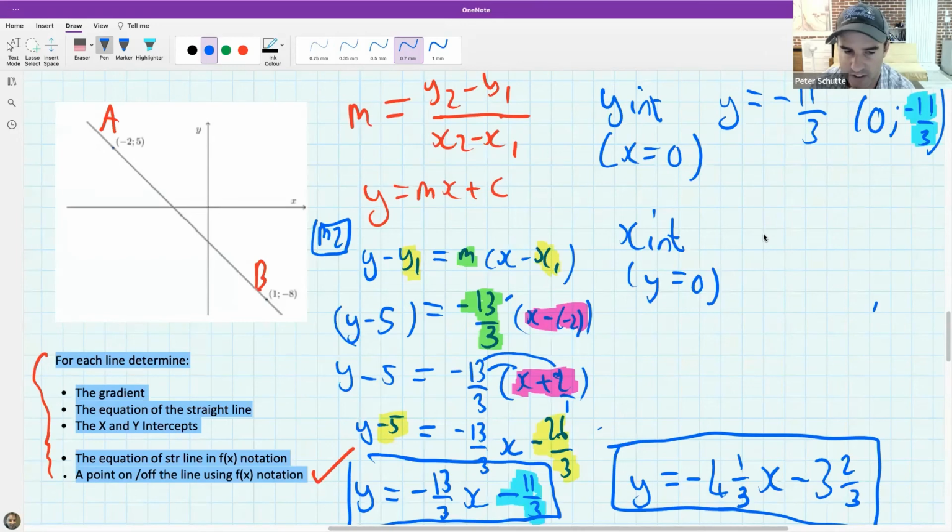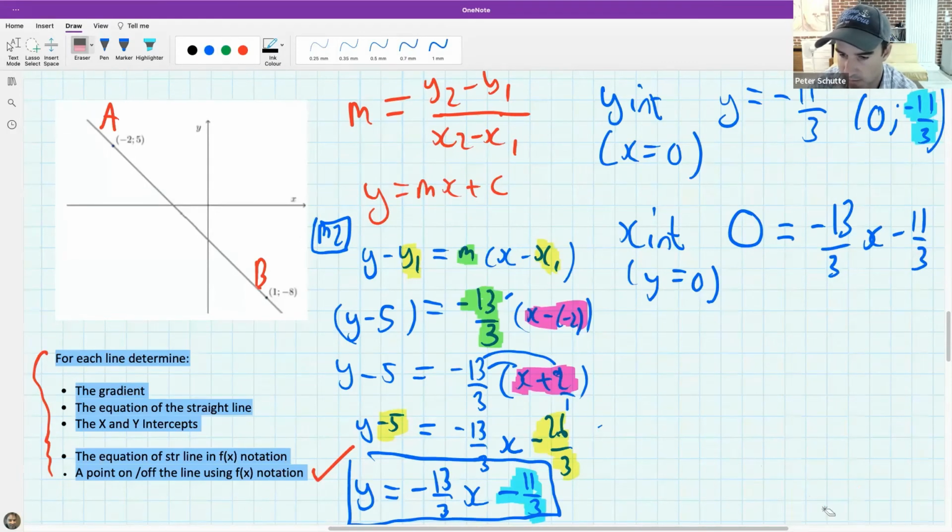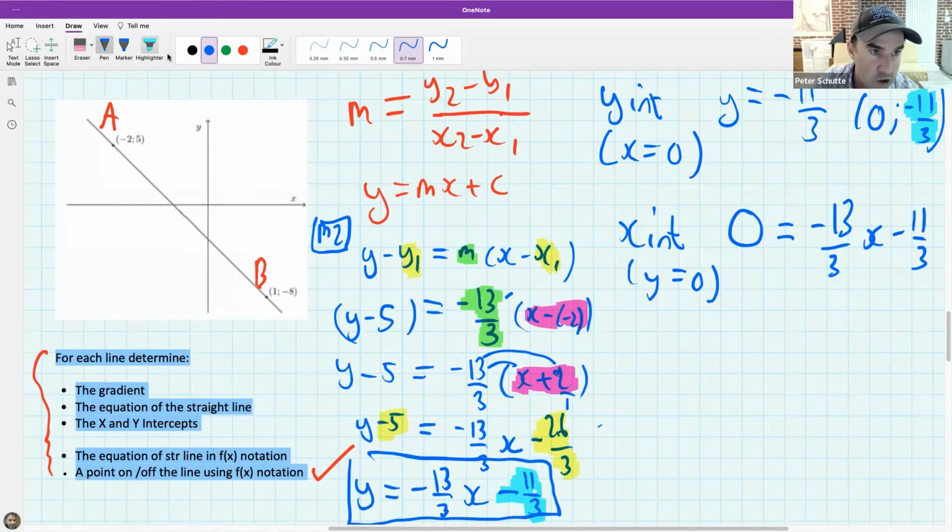Okay, let's find the x-intercept. To find the x-intercept, we make y naught. So then I get 0 = -13 over 3 x minus 11 over 3. Now, guys, I really recommend that you use your calculator with this one, because there's lots of fractions. You don't have to get it wrong, but it will be your friend if you use your calculator. So watch this. I'm going to take the -11 over 3 across. And what am I going to get? I'm going to get positive 11 over 3.